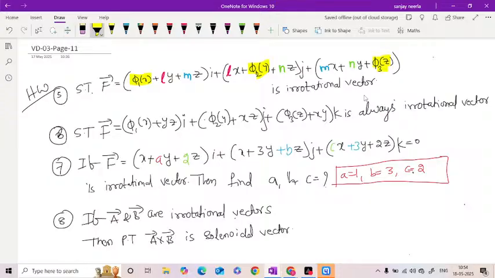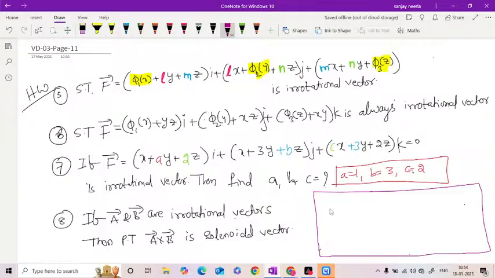Okay, so here is an example according to the fifth statement. See here, x square, and the coefficient of l, suppose I am taking 2, and the coefficient of m I am taking, i, j and k.